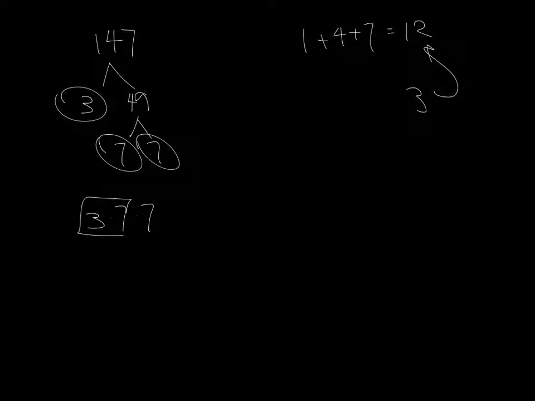So the product of primes for 147 is 3 times 7 times 7. So 3 times 7 is 21. 21 times 7 equals 147. So I know that's right. 3 times 7 times 7. And that's what the product of primes is. That's what you're going to be doing in that part of the lesson.